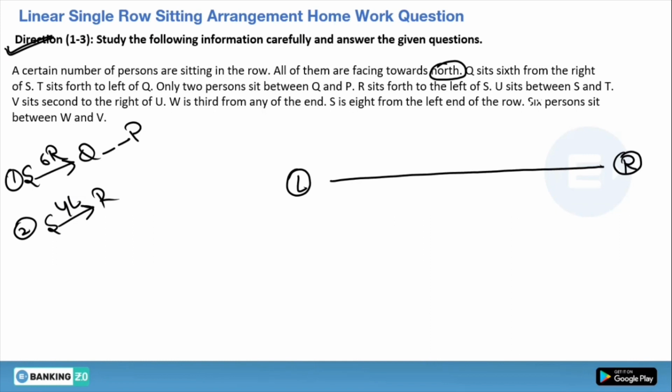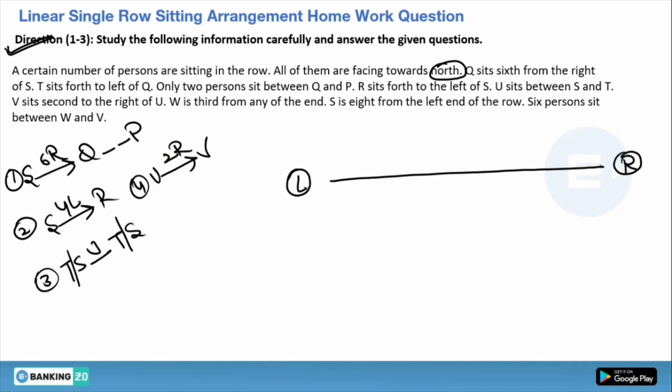U sits between S and T. So between S and T, U is sitting. T can come here and S can come here also. It is not confirmed; the places of T and S can be changed. Now V sits second to the right of U. From U, V is second right.